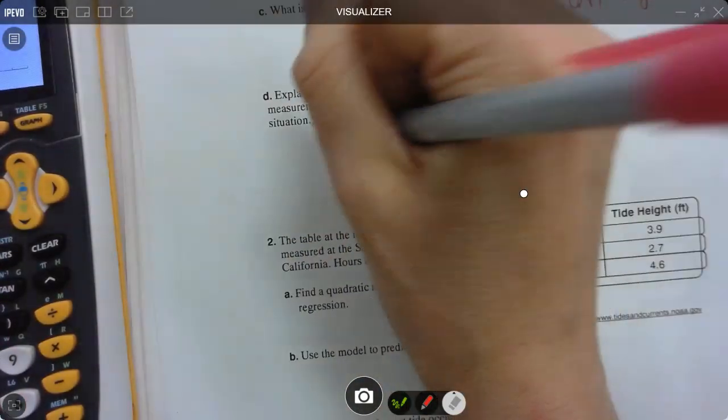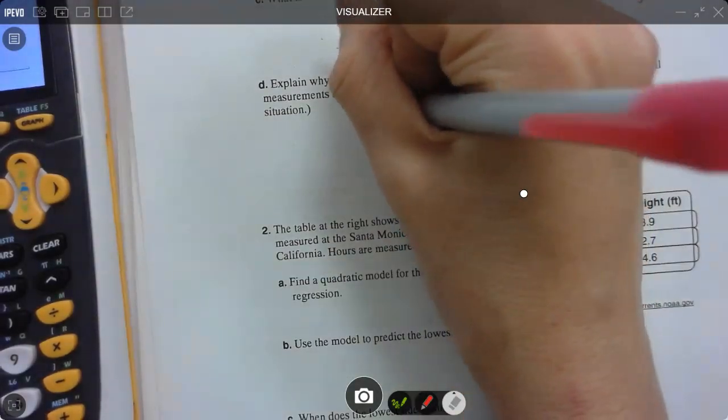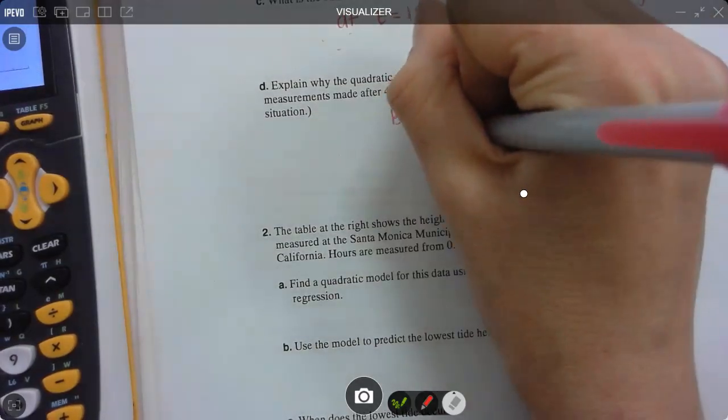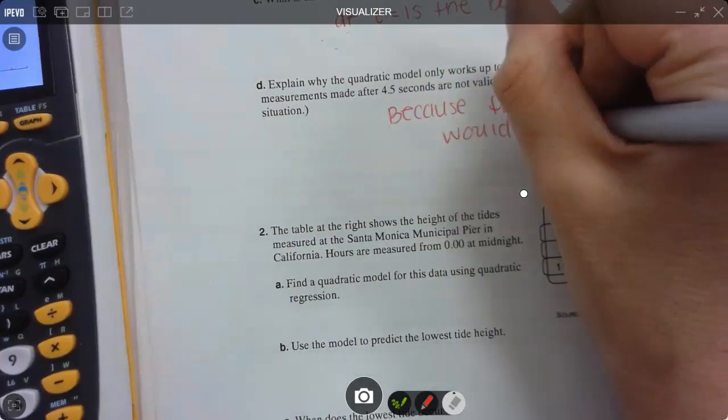Okay, so why can't it go beyond 4.5 seconds? Because the ball would hit the ground and bounce.